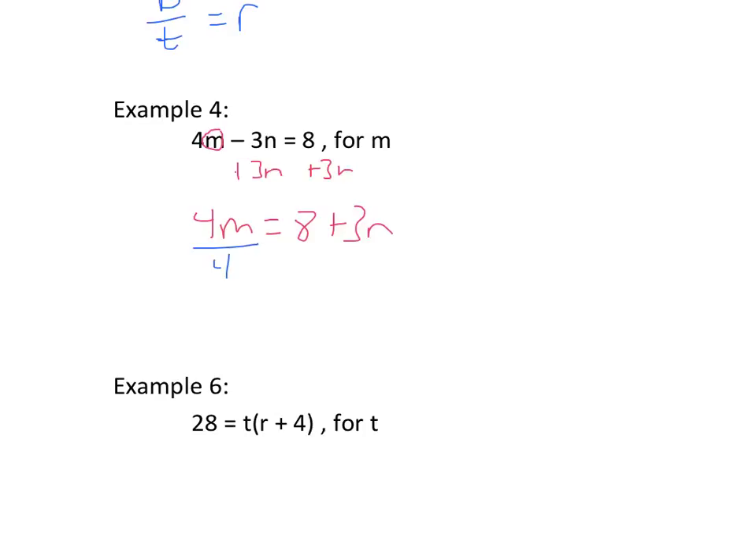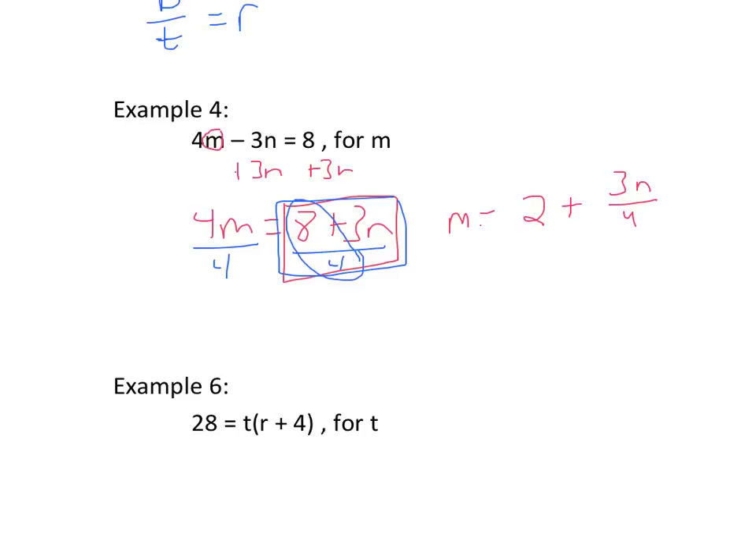To separate the 4 and the m, we will divide both sides by 4, which gives us m equals, and you can leave it like this, or you can write it as 8 over 4, which is 2, plus 3n over 4. My point to this is you can write it as this fraction and be done, or if you decide to simplify it, you have to remember that the denominator is dividing the 8 and it's also dividing the 3n. So both of these are considered correct.